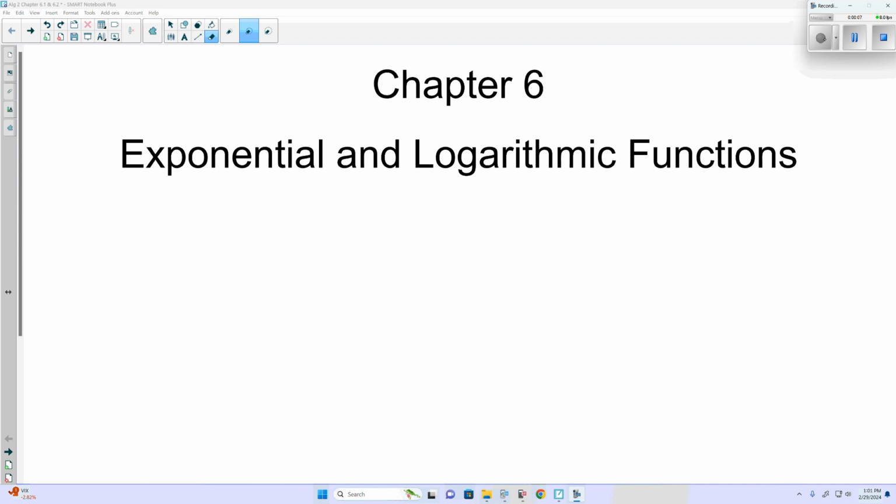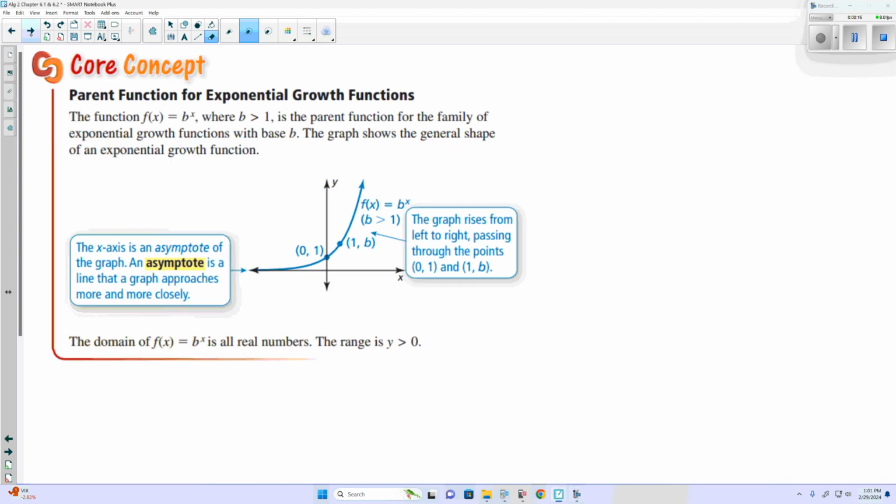What we're starting is chapter 6. Chapter 6, exponential and logarithmic functions. We're not going to talk about logarithmic functions at this point. We're mainly going to start looking at exponential functions. And there are two main types, growth and decay.